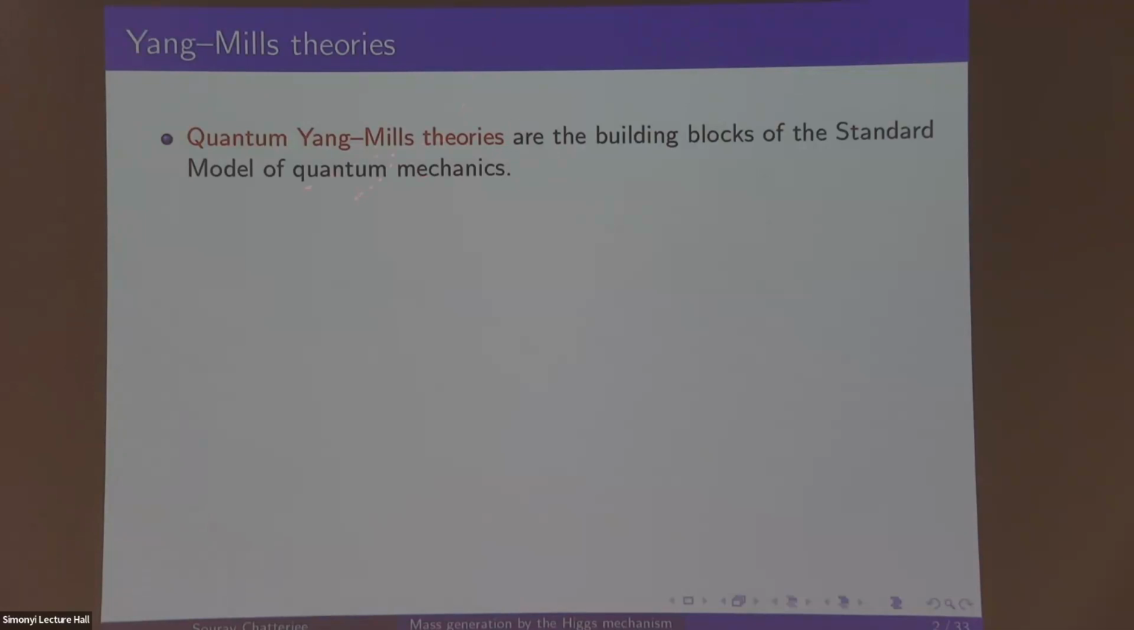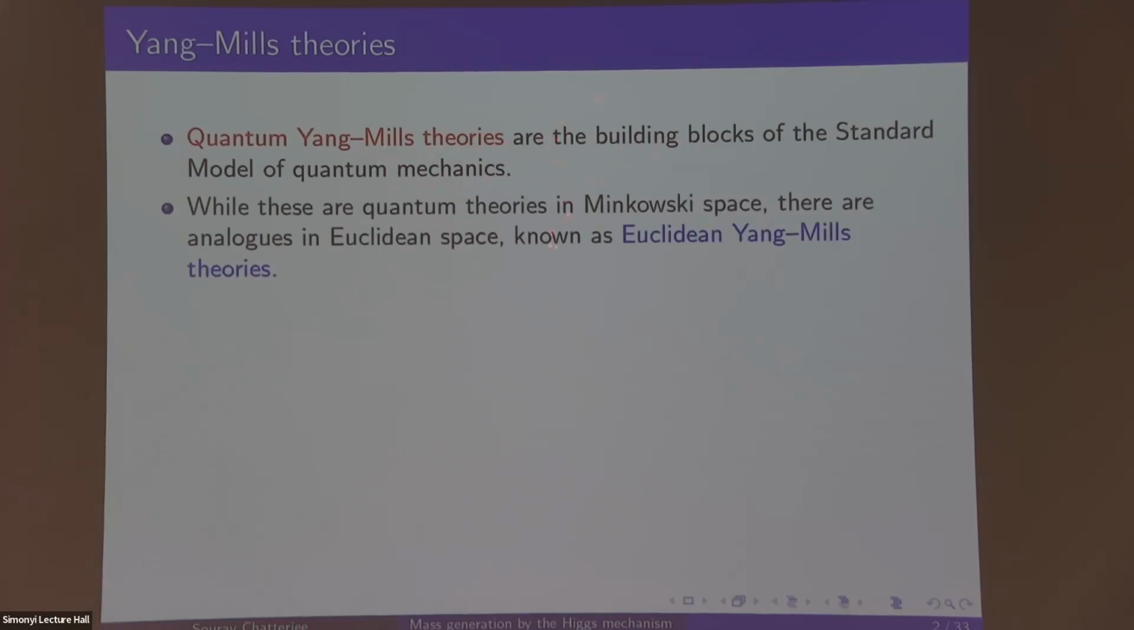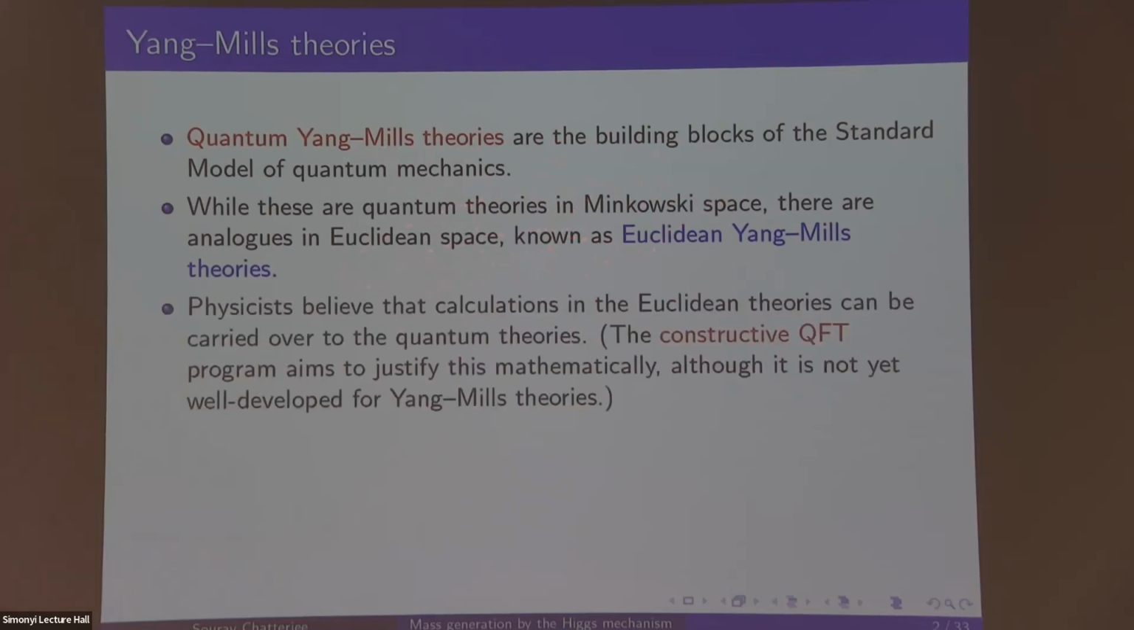Let's start with what are quantum Yang-Mills theories. I'll assume that nobody has a background, although I know that various people in this audience have a lot of background in these things. These are the building blocks of the standard model of quantum mechanics. And these quantum theories are in Minkowski space, which is our space-time, but they have analogs in Euclidean space known as Euclidean Yang-Mills theories. And physicists believe that the calculations in these Euclidean theories can be carried over to quantum theory.